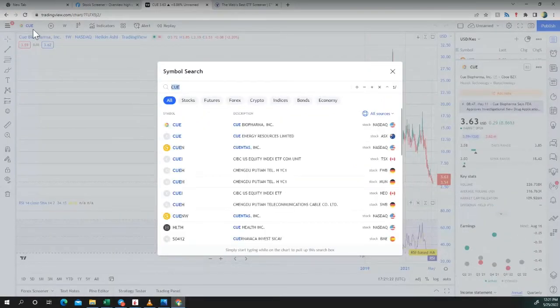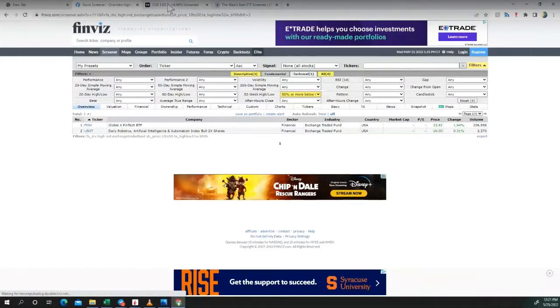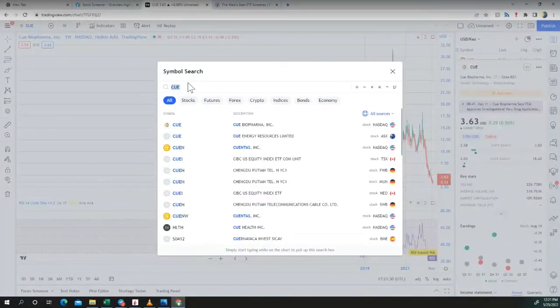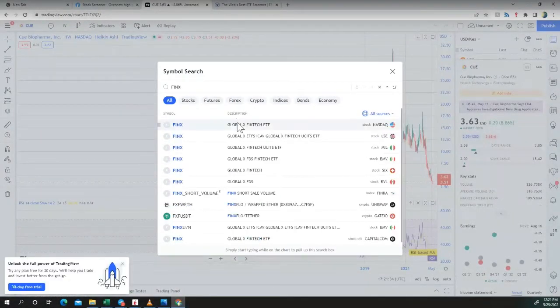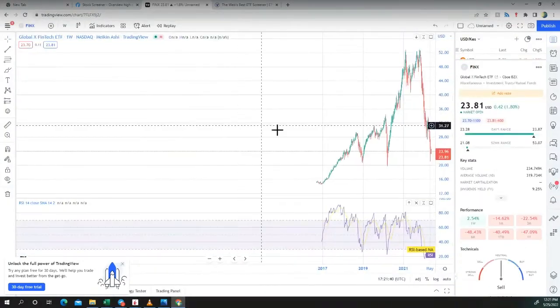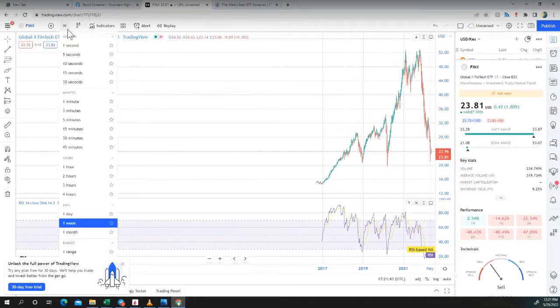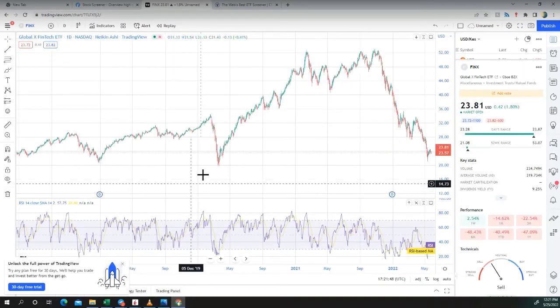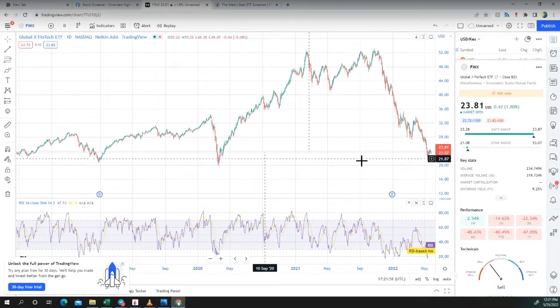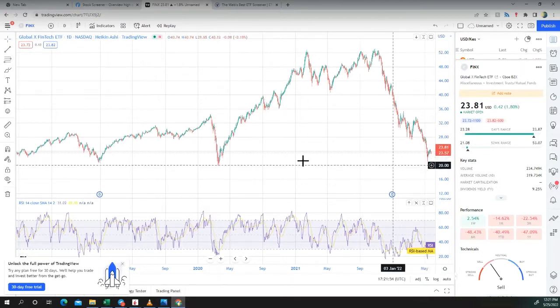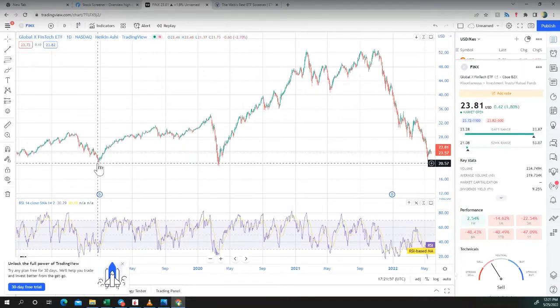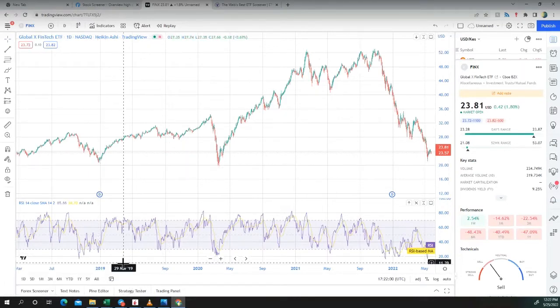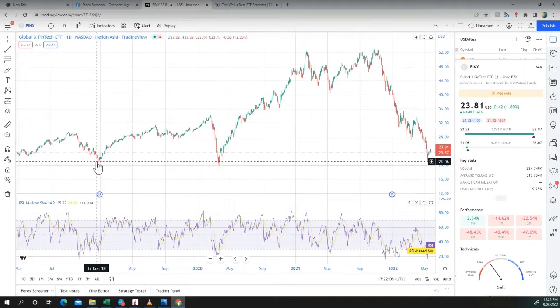The ETF we found is FINX. So you come here and you type FINX. This is a global fintech ETF. Okay, and now let me shift this to daily, because weekly seems to be a little bit tight. Now you can see this ETF is down close to the 2020 drop. It's been here before, back in December of 2018, it was around there.